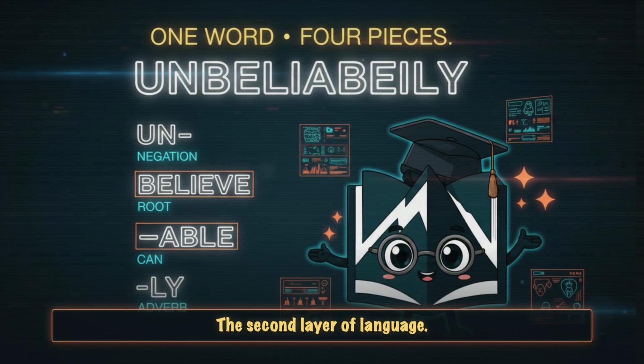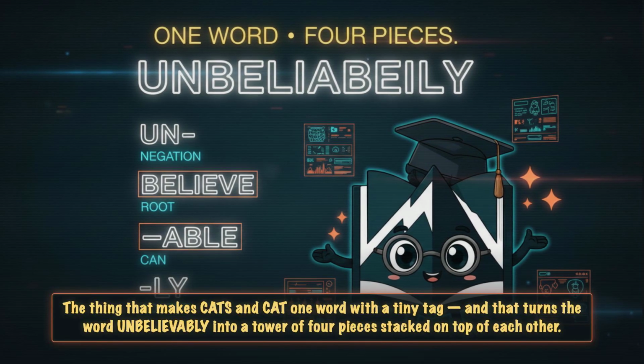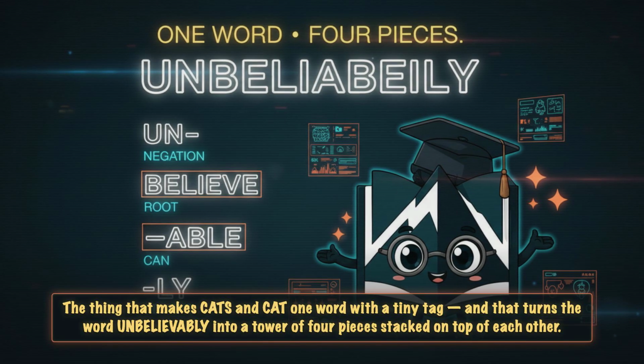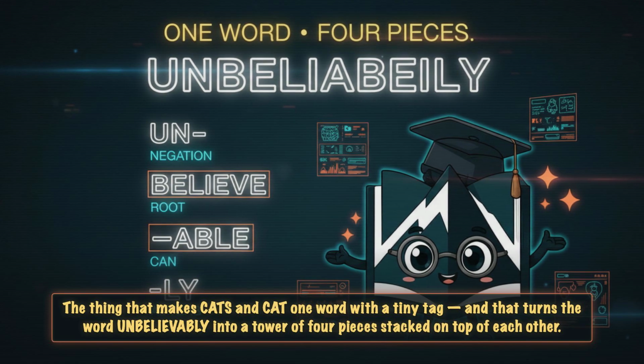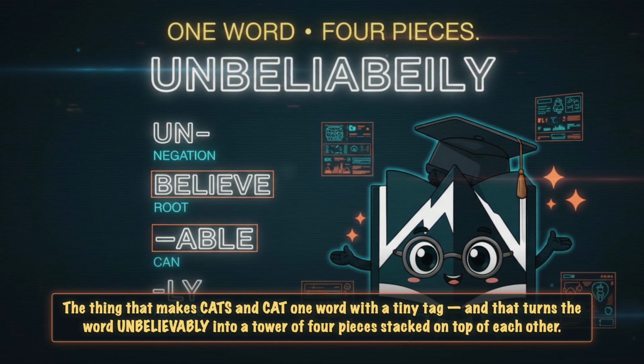This is morphology, the second layer of language. The thing that makes cats and cat one word with a tiny tag, and that turns the word unbelievably into a tower of 4 pieces stacked on top of each other.